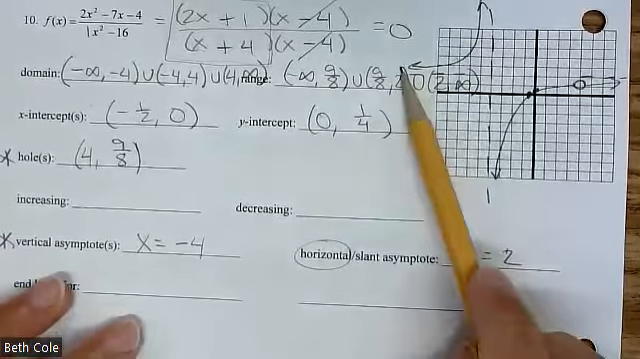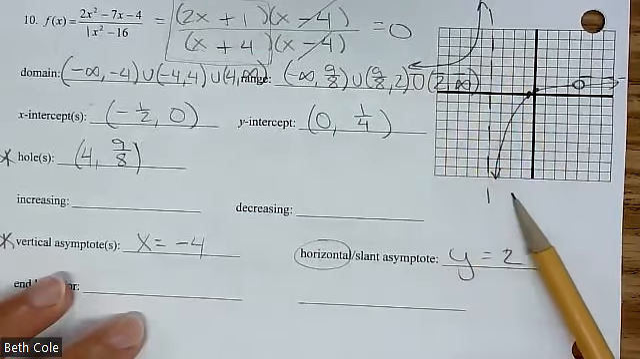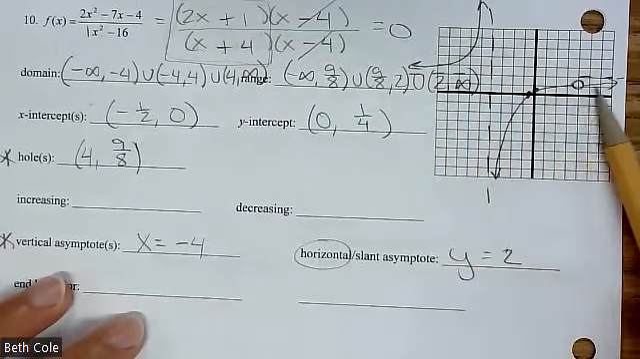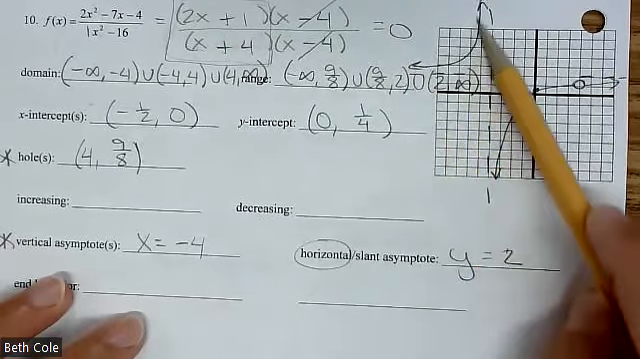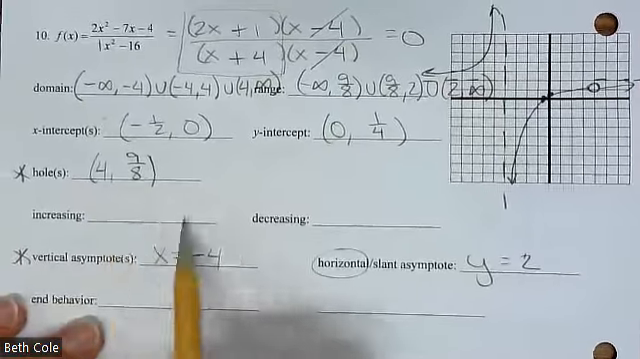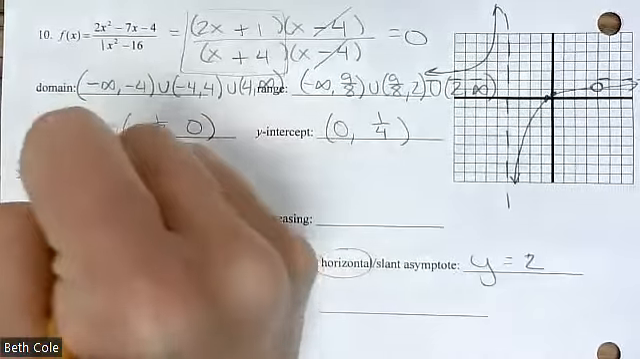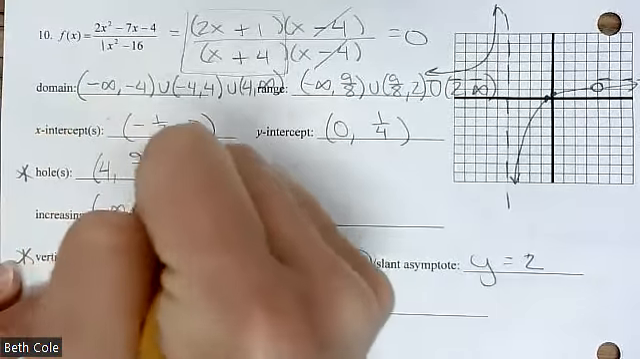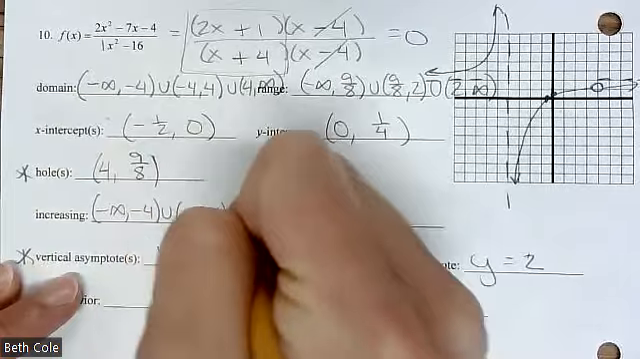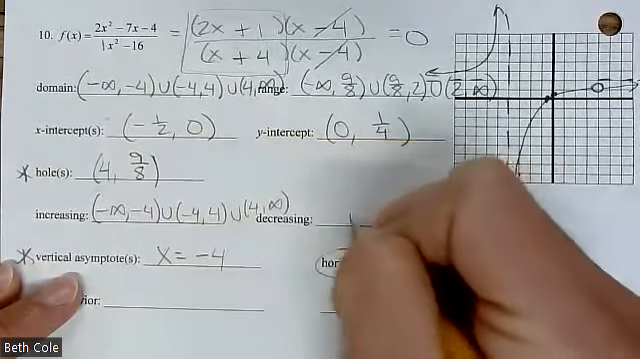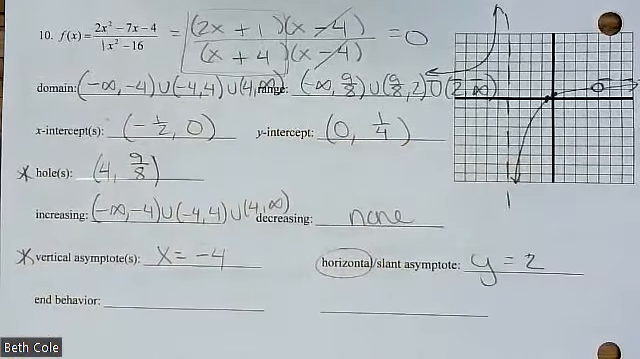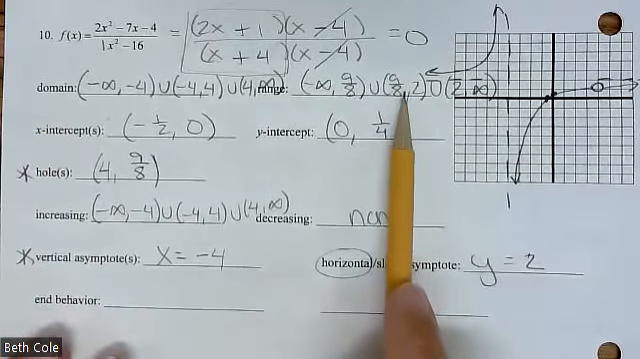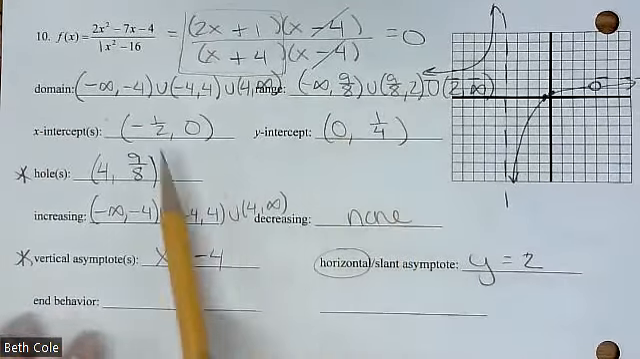Reading left to right, what's the graph doing? Increasing. What do I copy over for increasing? Just copy the domain. It is the exact same answer. Decreasing is none, or nope, or frowning face, or whatever you feel like putting on that line. That's part of the range. We're copying the domain.